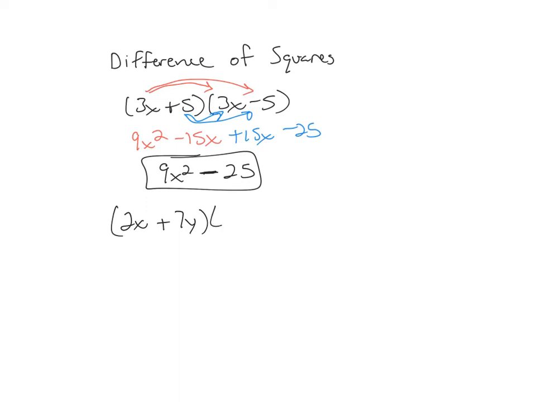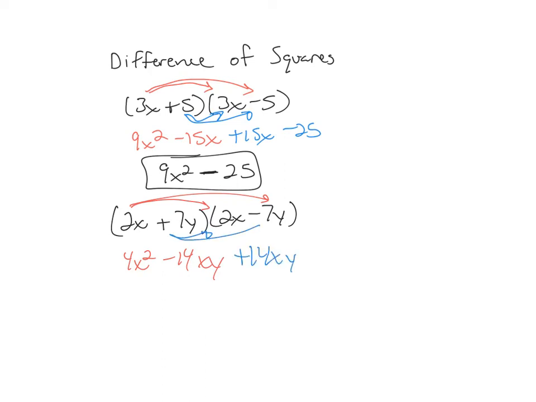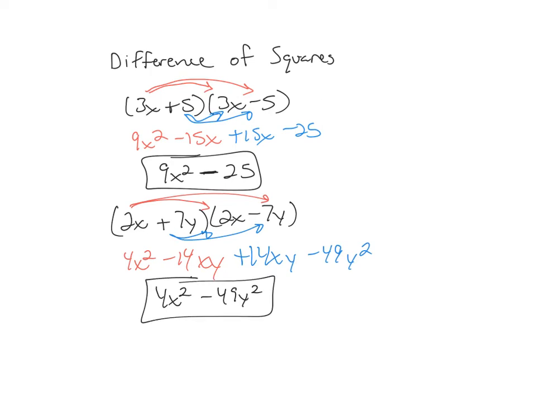Okay, so again, you might have ones with multiple letters. 2x times 2x, 4x squared, negative 14xy, positive 14xy, negative 49y squared. And so again, those middle two cancel each other out. 4x squared minus 49y squared.